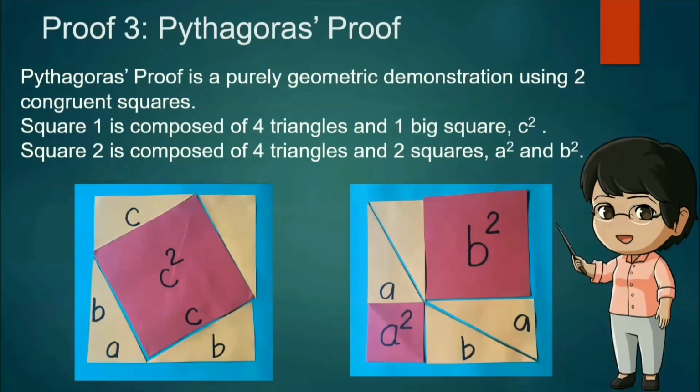Number 3 is Pythagoras proof. Pythagoras proof is a purely geometric demonstration using 2 congruent squares. Square 1 is composed of 4 triangles and 1 big square, which is C squared. Square 2 is composed of 4 triangles and 2 smaller squares, which are A squared and B squared.